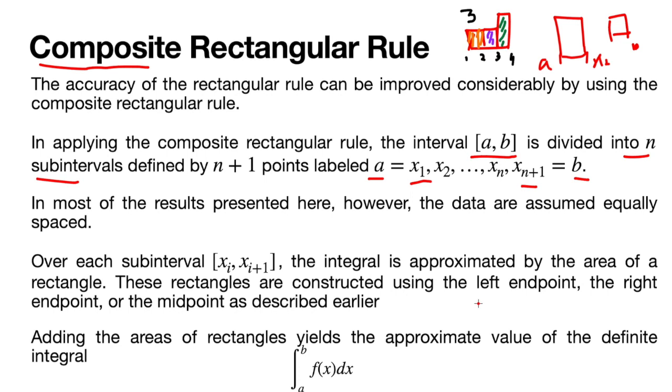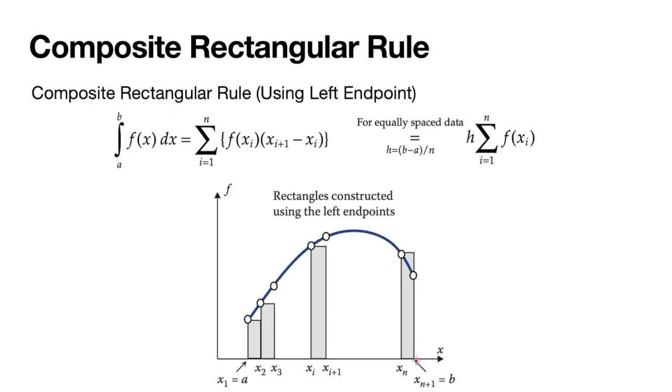The same techniques can be followed of the left, right, or midpoint as described earlier, but now we are not making a single large rectangle to be drawn for the area. We are using multiple small rectangles to calculate the integral. Adding all these areas, we can approximate the total value of this integral. So the composite left end point rule, or the rectangular rule, will be this one.